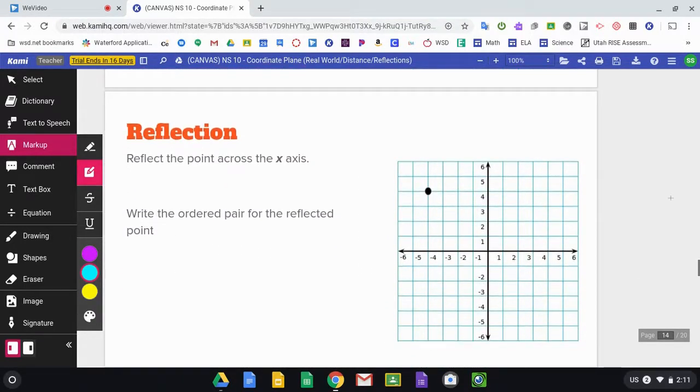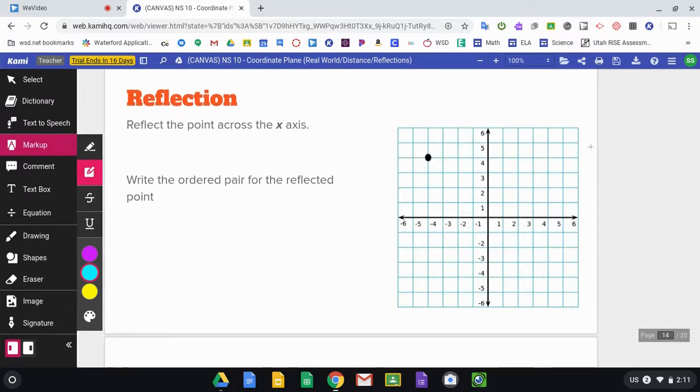So I want you to try this one. Reflect. That's just a fancy word. So it says reflect across the x-axis. So pretend, if you could, fold this graph along the blue line that I just highlighted and tell me where our new point is. Go ahead and pause and try it on your own.